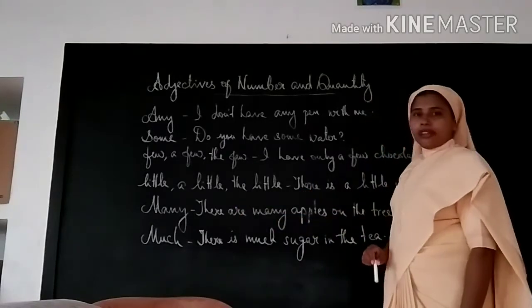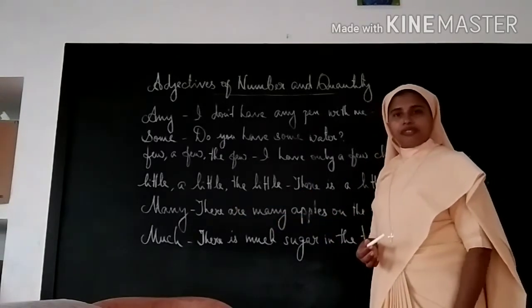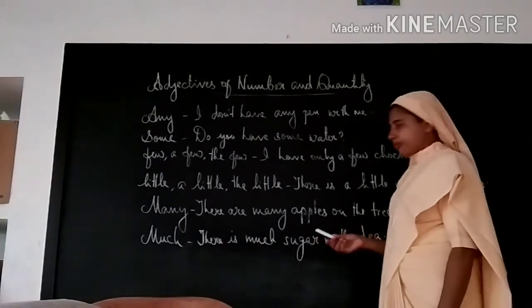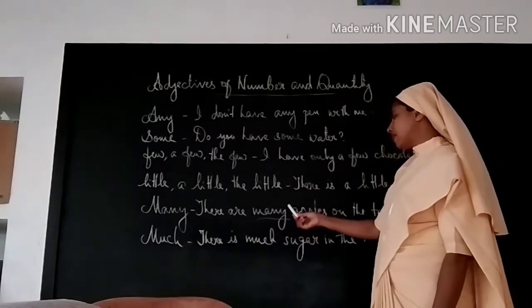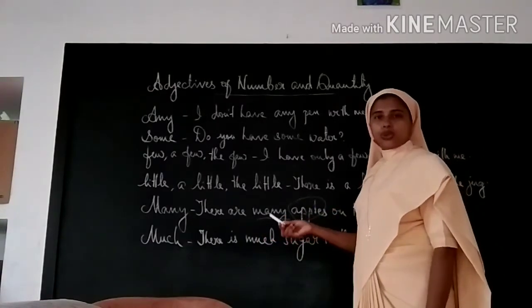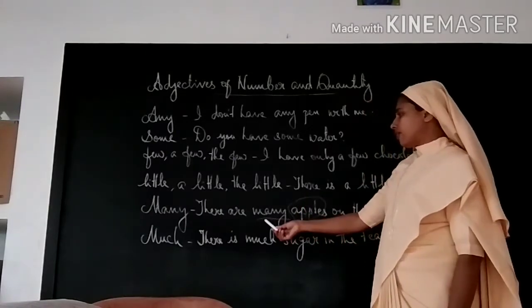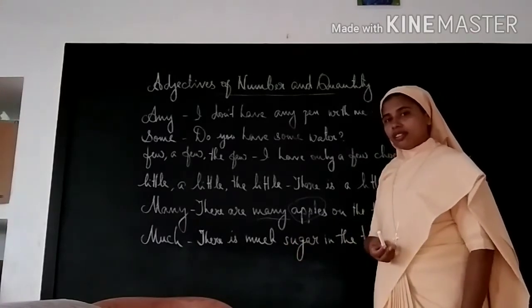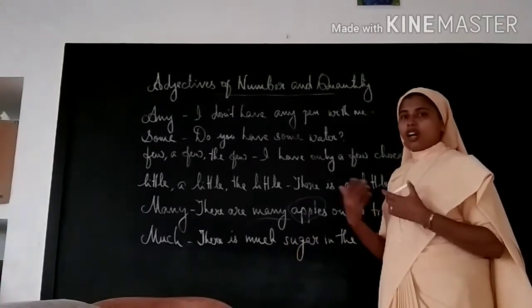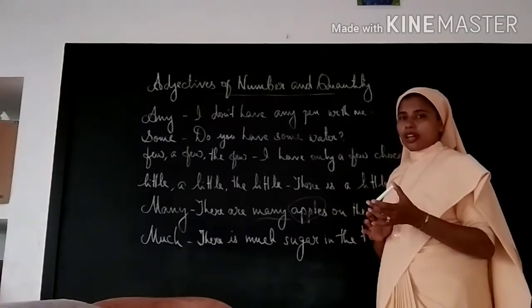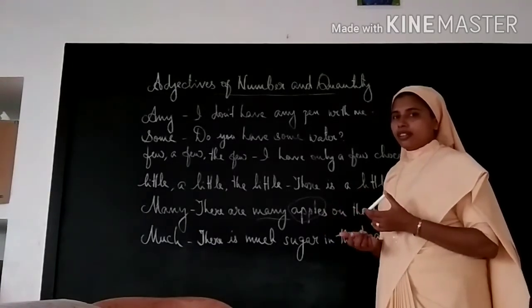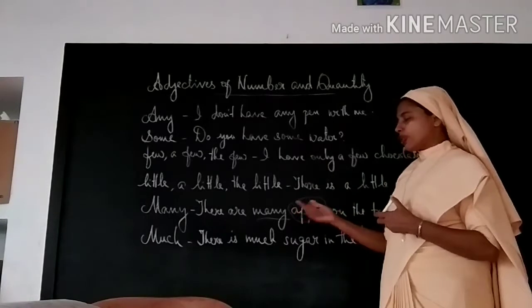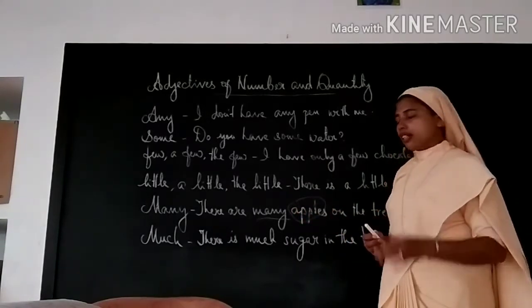And the next one is many. We usually use many with countable nouns. There are many apples on the tree. Apples is a noun, and many is used to qualify apples, and that will be used only with countable nouns. How many books do you have? How many chocolates do you have? How many friends do you have? All these are countable nouns. Many will be used with countable nouns.